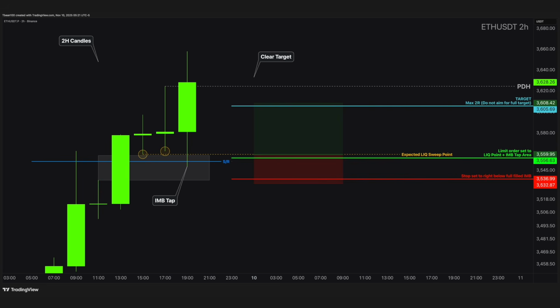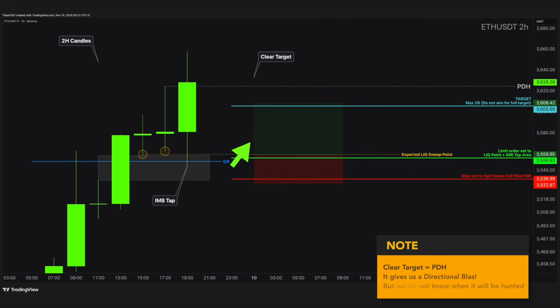Finally, as for my target, I would keep it pretty tight, maybe a maximum of 2 hours or even 1.5 hours if I want to stay safe. I wouldn't hold for the full move all the way to the target because price can get really choppy and take a long time to clear that level. We just don't know how long it will take. Remember, we use targets like the previous day's high or previous week's high mainly as a directional bias. We expect the price to move in that direction, but we never really know how long it will take to actually get there.